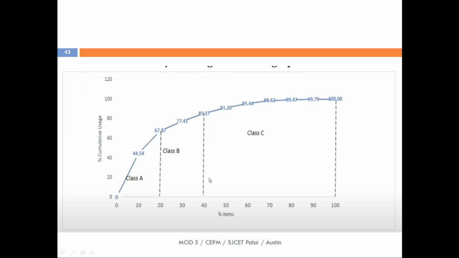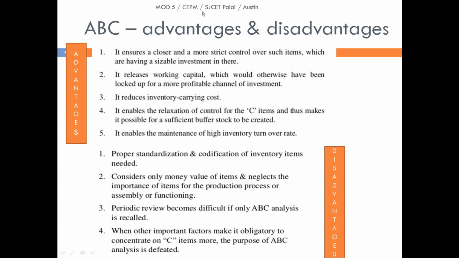Next one, for class B, which accounts between 40 and 20%, which means 20% of the items, accounts for how much usage value. For class C, it accounts for about 60% of the items, and tell me what is the corresponding value. So find this and do message me or inform me what is the corresponding usage value or price value for class A, class B, and class C. That was a question regarding ABC analysis.